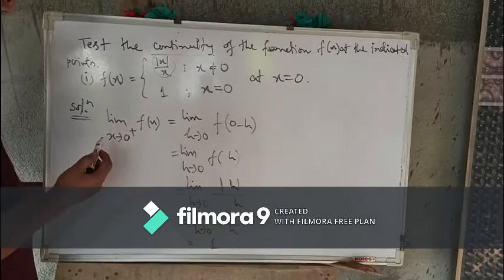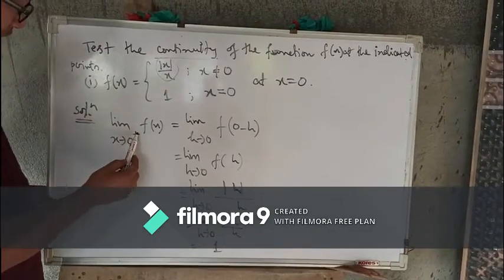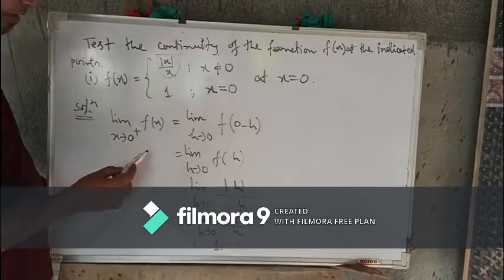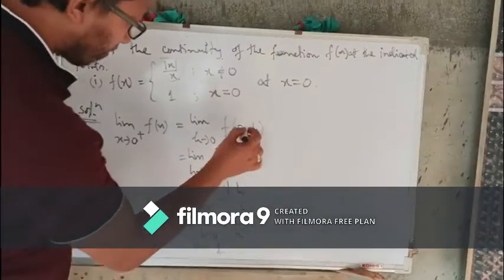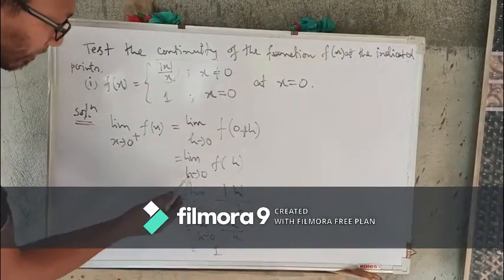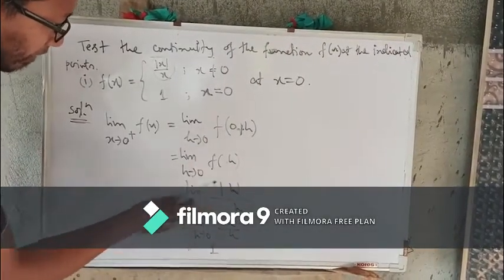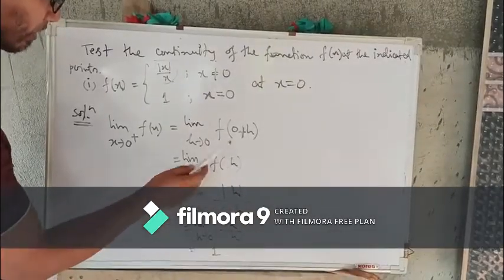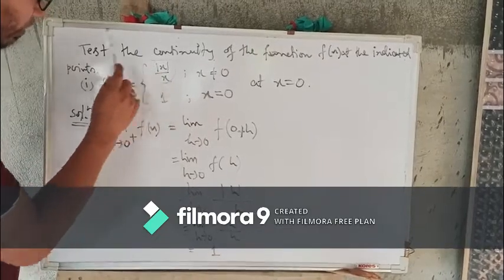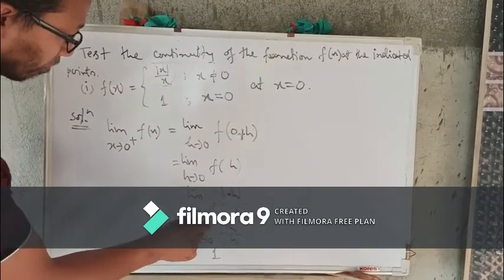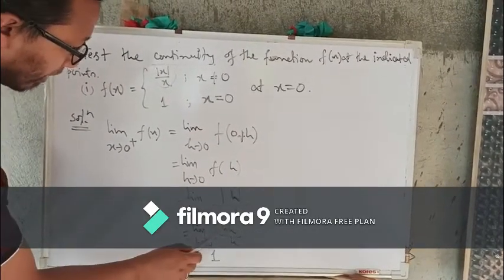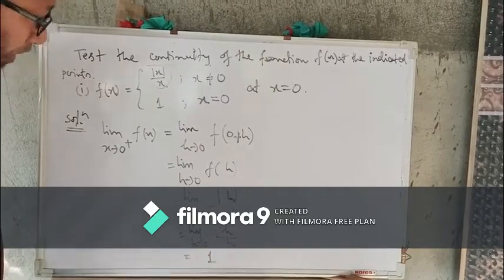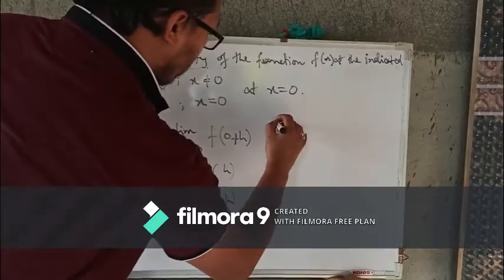We have to find the right hand limit. Limit x tends to 0 plus f(x), which indicates the right hand limit, is equal to limit h tends to 0 of f(0 plus h), that means limit h tends to 0 of f(h). H is a very small positive quantity. Again I am reminding you, that means not equal to 0. So we have to take this function. So limit h tends to 0 of mod of h by h, which is h by h, is equal to 1.